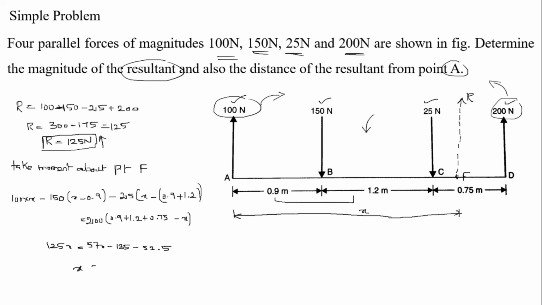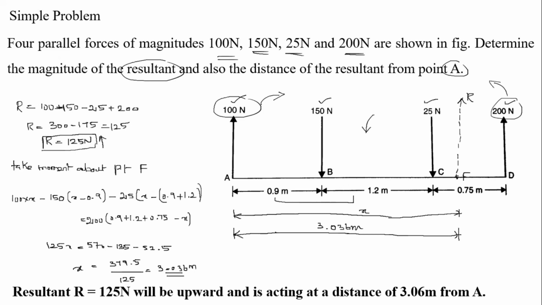So x is equal to 379.5 divided by 125, which is equal to 3.036 meter. So the resultant R is acting upward at a distance of 3.036 meter from A, and R is equal to 125 Newton.